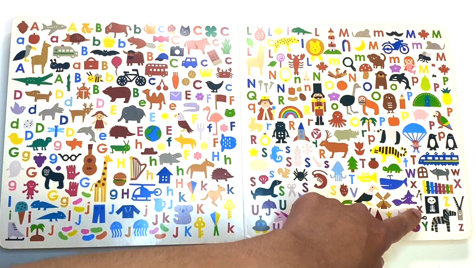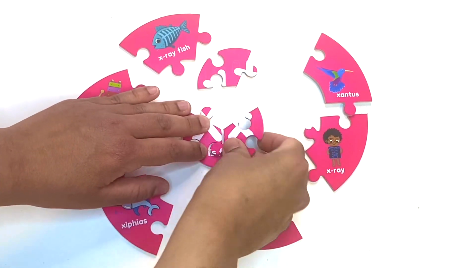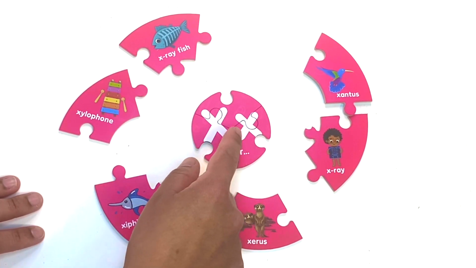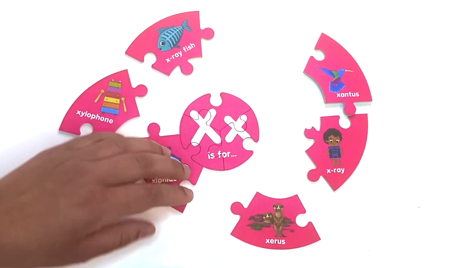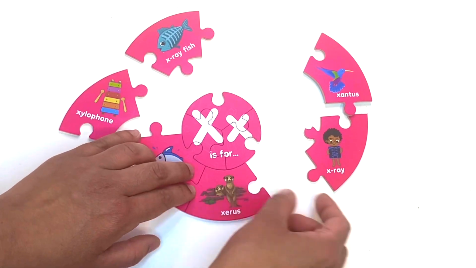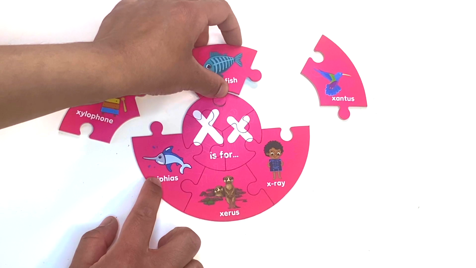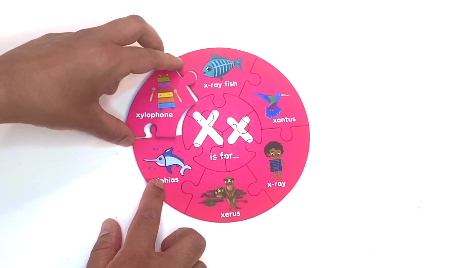X, we are looking for you now. Oh, it's here hiding in the corner. Capital and a lowercase. X is for Xiphias, Xerus, X-ray, X-ray fish, Xanthus, xylophone.